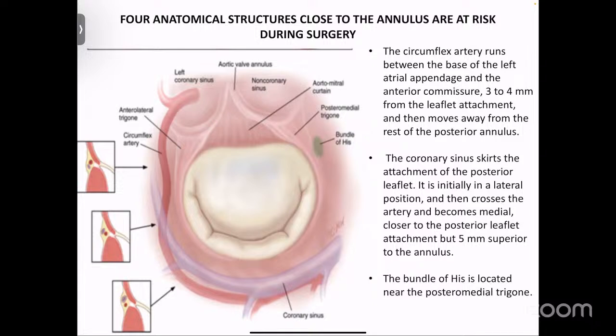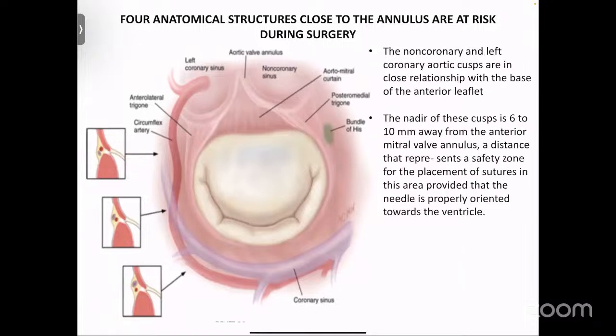Another structure that can be injured is the coronary sinus that skirts around the attachment of the posterior leaflet. The bundle of His is at great jeopardy due to its close proximity to the posteromedial trigone. Also the non-coronary and the left coronary cusps, due to their close relationship to the base of the anterior leaflet. Particularly the nadir of these cusps can be most commonly injured during mitral valve replacement.